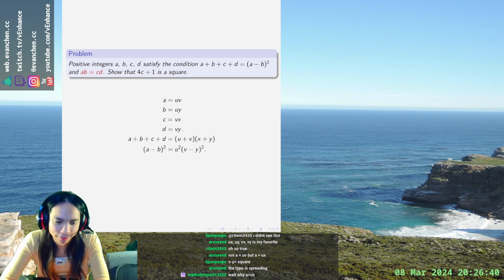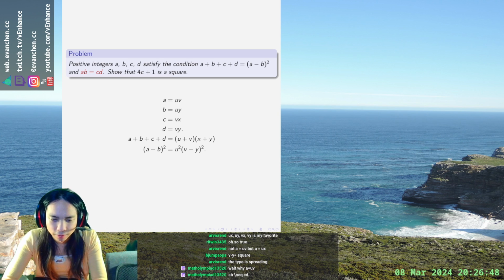And the condition is just like this is what it is. Actually, I'm surprised the problem statement is true.